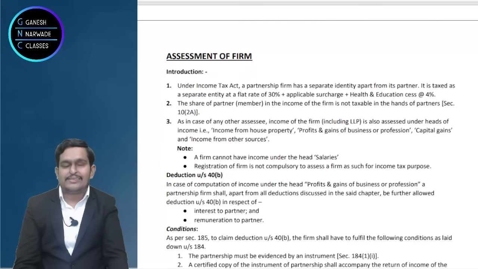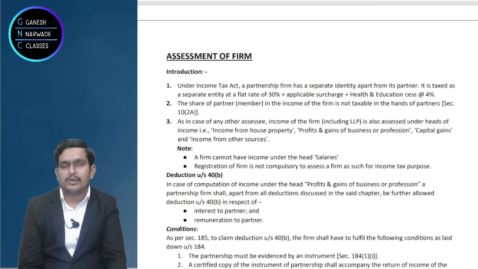Very good. First thing, you know what is partnership, right? If some people come together to do business, generally they start a partnership, right? Partnership is a relationship between persons who agree to share the profits of the business carried on by all or any of them acting for all. This is the partnership definition we all know.